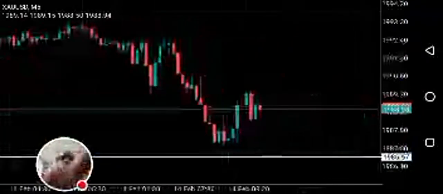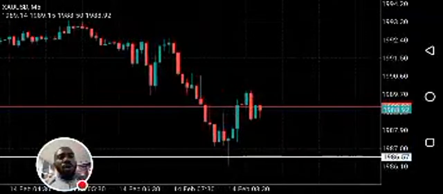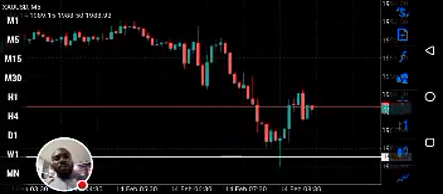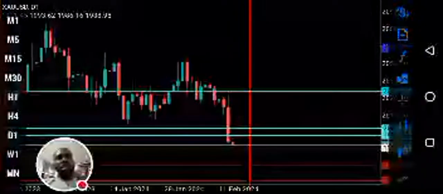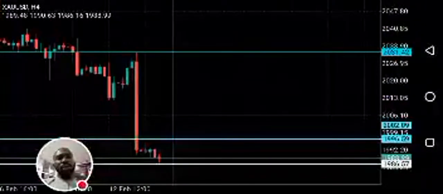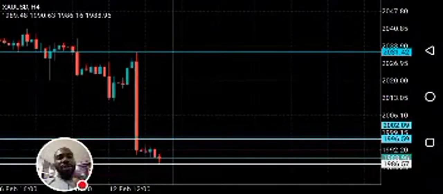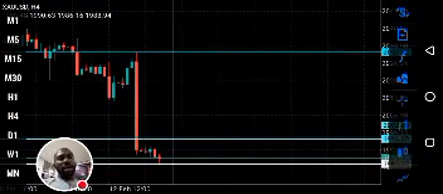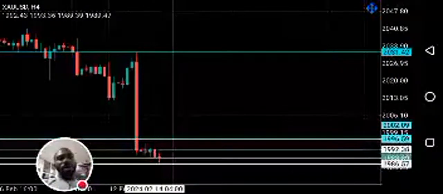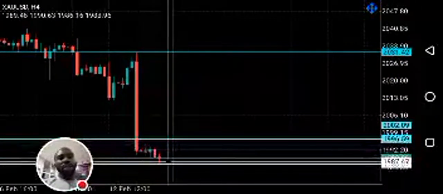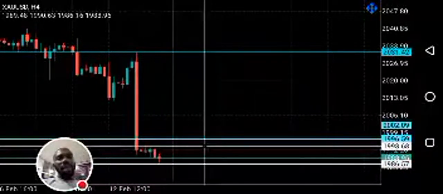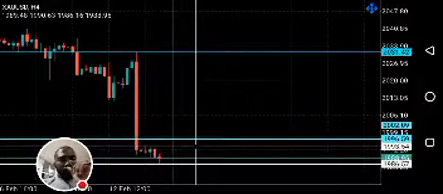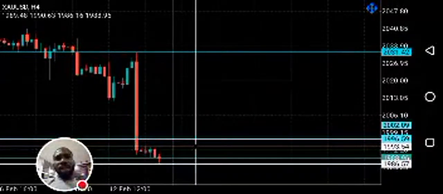So I'm waiting for a buy setup on gold. Let's see what we have. Daily is still bearish. Let's go to 4-hour. If the current candle closes as a hammer or a spinning bottom, I'll wait for the next candle to close bullish, preferably above this previous high. That is when I will consider buying gold. I hope that is clear, Mr. Eze.